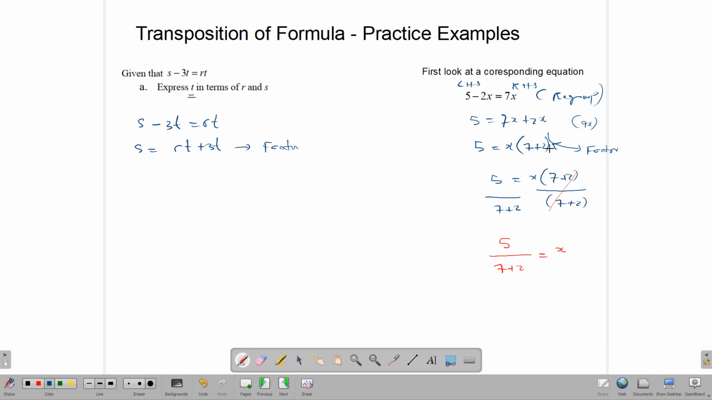So we're going to factor it out as we factored out the x here. Now the common factor here is t. So we're going to factor out the t. Write our t, open our bracket, and t into rt gives r, and t into 3t gives 3. Having done that, we now divide by our bracket. So s is now equal to t bracket r plus 3, and we're going to divide both sides by r plus 3.